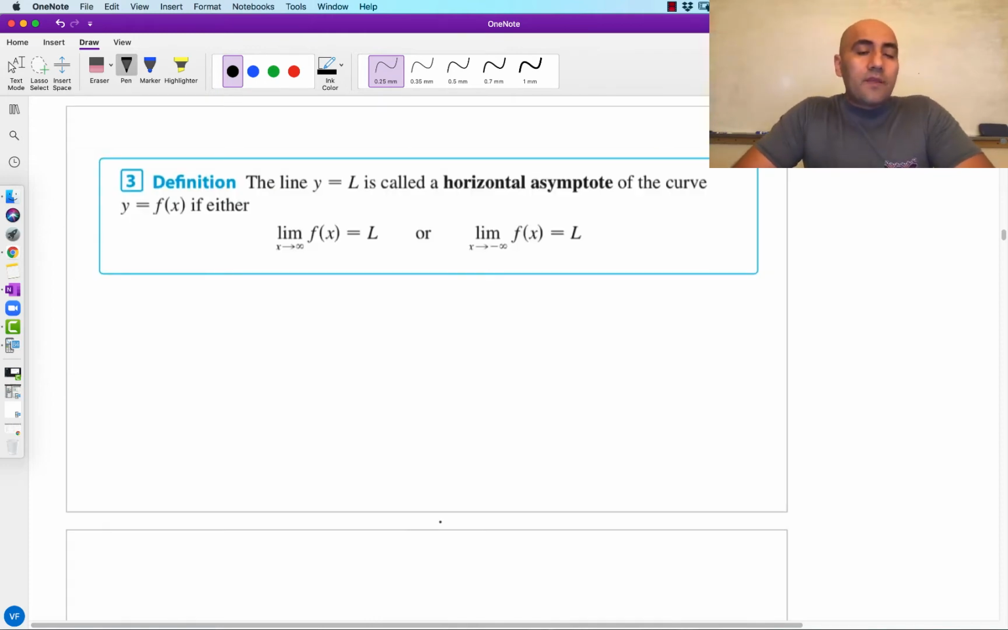Okay, definition 3. The line y equals L is called a horizontal asymptote of the curve y equals f of x if either the limit as x approaches infinity of f of x equals L, or if the limit as x approaches negative infinity of f of x equals L, right? So again, the only distinction between these two is that this one is positive and this one is negative. Here we have going toward negative infinity. Here we have going toward positive infinity. So if either one of those exists, then the line y equals L is a horizontal asymptote of the function.